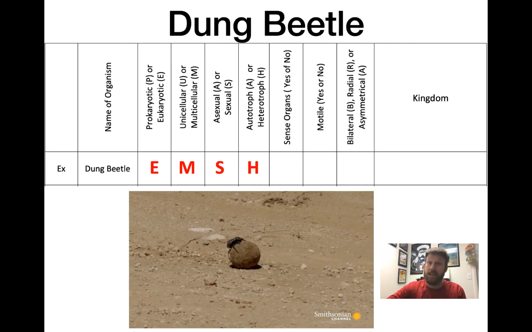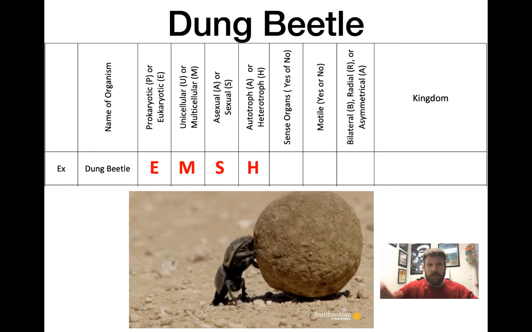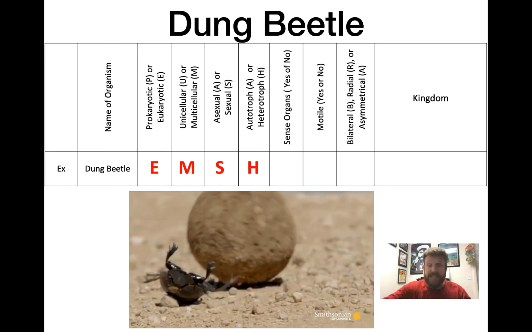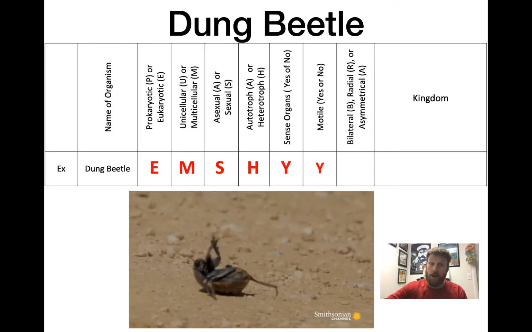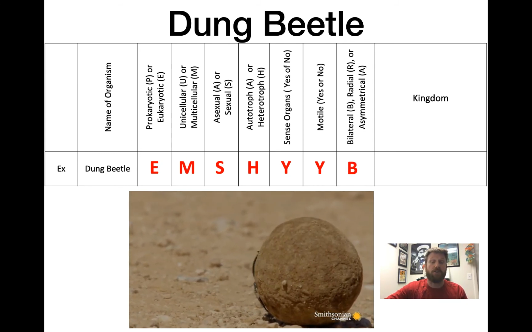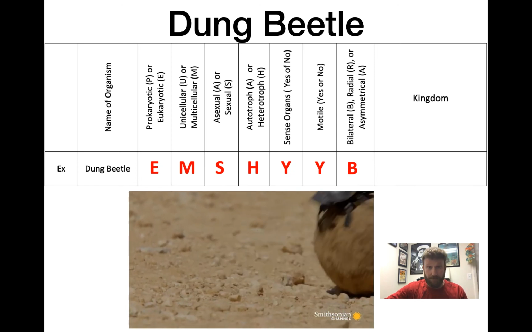That dung beetle can smell the food. It can use its antenna to feel around for things. It has some sort of eye, so it can see things, so it does have a sense organ. That dung beetle's moving around, so it is motile. That dung beetle will have bilateral symmetry, and it belongs in the kingdom Animalia.